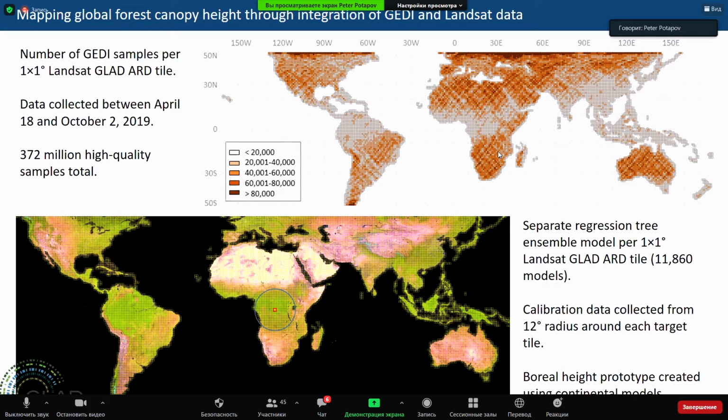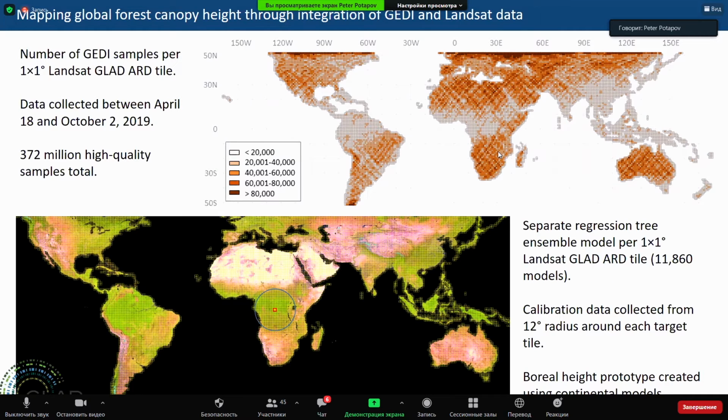The data is also very uneven. Since this is an infrared LiDAR, it cannot scan through the clouds, and in the cloudy areas in the tropical regions, we have very little data compared to temperate region forests. There we have a lot of data.